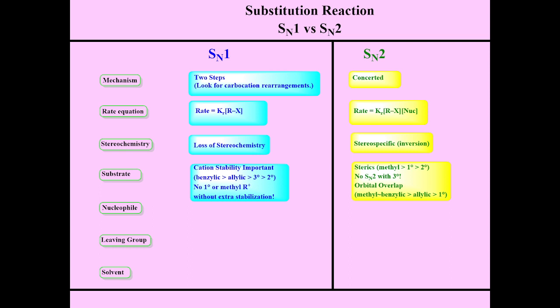This one is very important for selecting whether the reaction will proceed by SN1 or SN2. In the case of SN1, we have to check the cation stability.